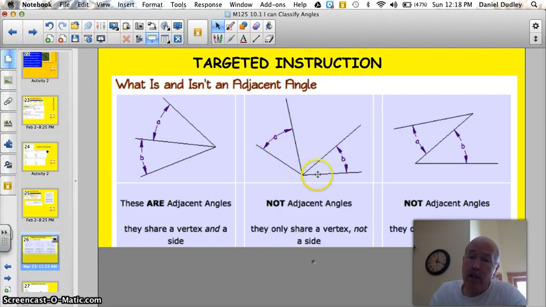These two angles here share the same vertex, but they're not adjacent. They're not next to one another. There's this gap in the middle, so they're not adjacent. Okay, these two angles here, although they're kind of next to each other, they don't share the same vertex. This one has a vertex here, and this has a vertex here. So they are not adjacent angles.